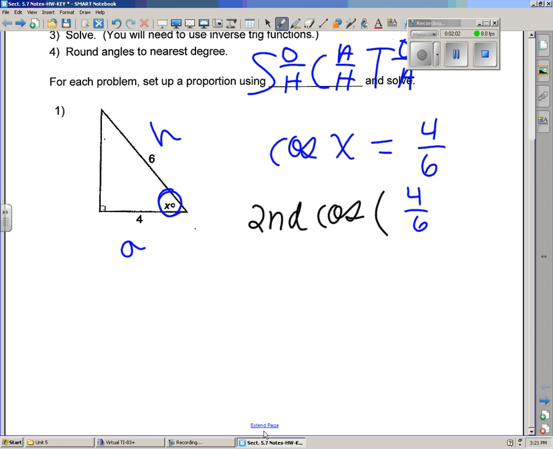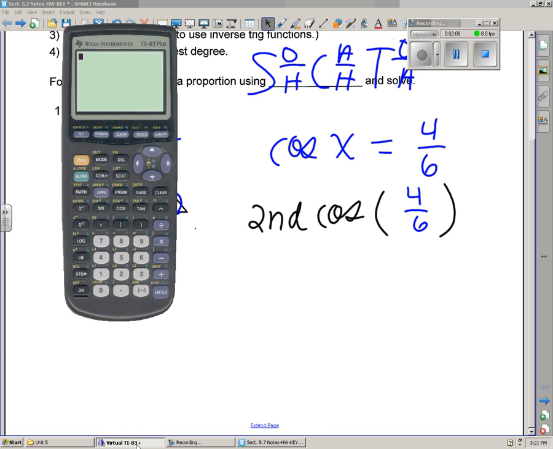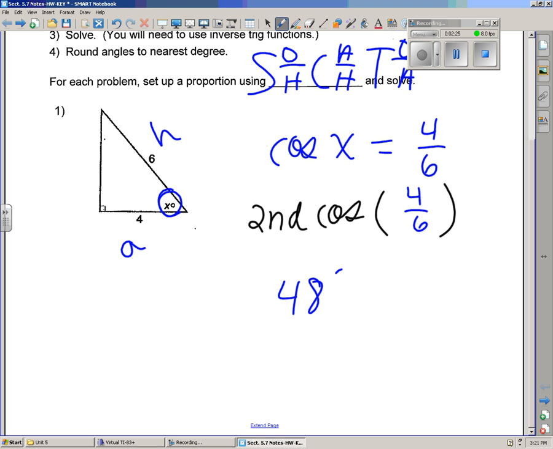It does have a decimal equivalent, but you don't need to get that there. The keystrokes are second cosine 4/6. You know it's an inverse because the -1 shows up. Then 4 divided by 6, close your parentheses. Here's your angle measure. To the nearest whole degree, you look at the tenths value, and that's a 1, which means the 8 stays the same, and my answer is 48 degrees.